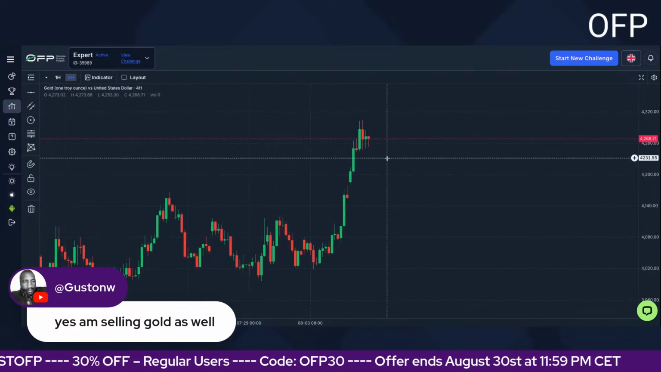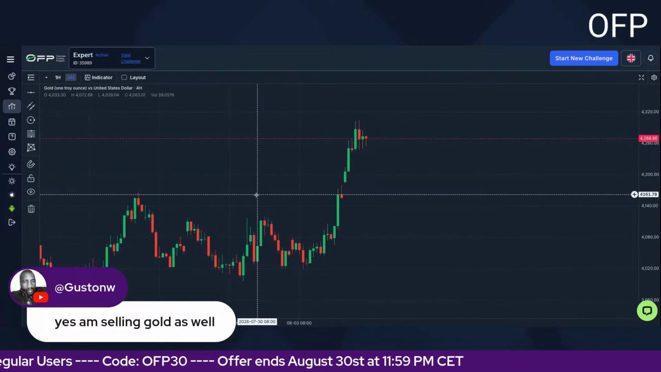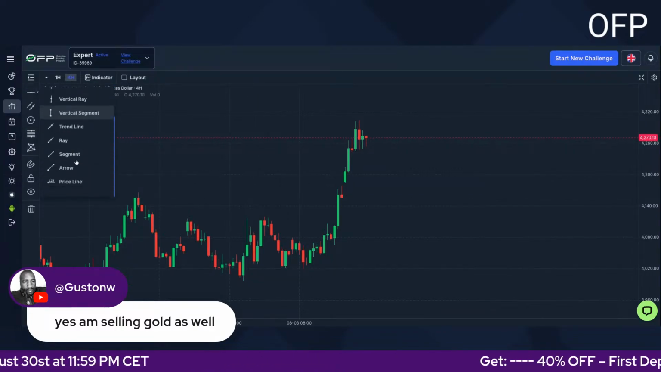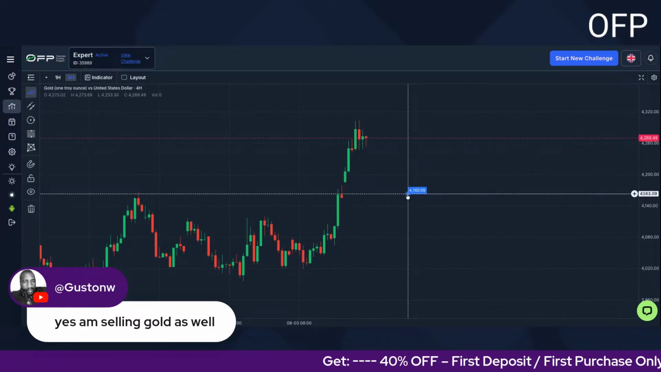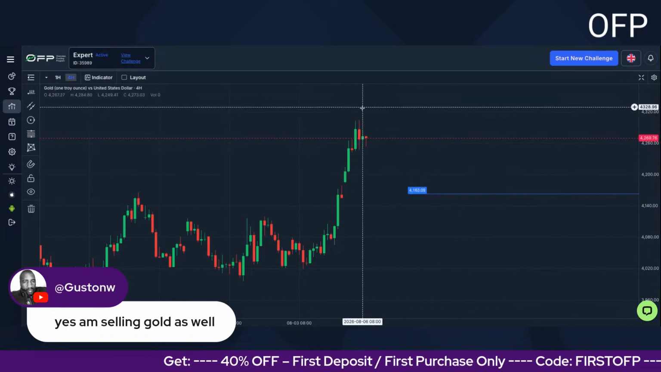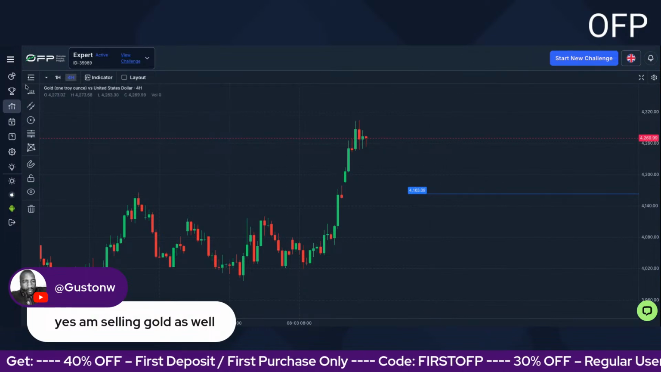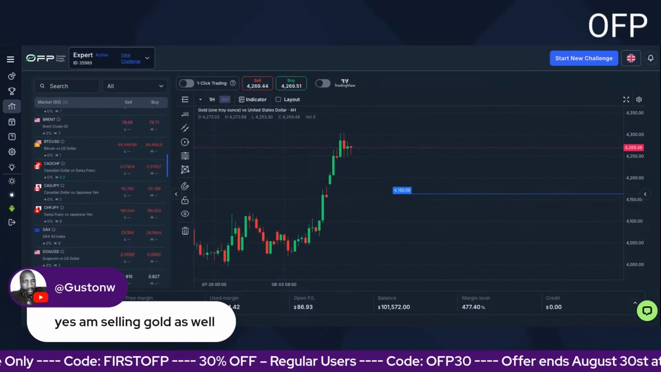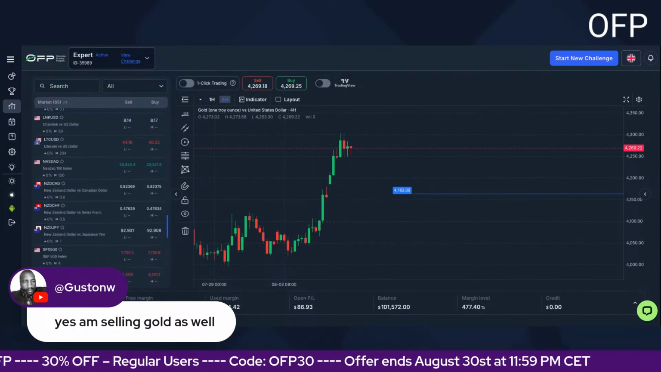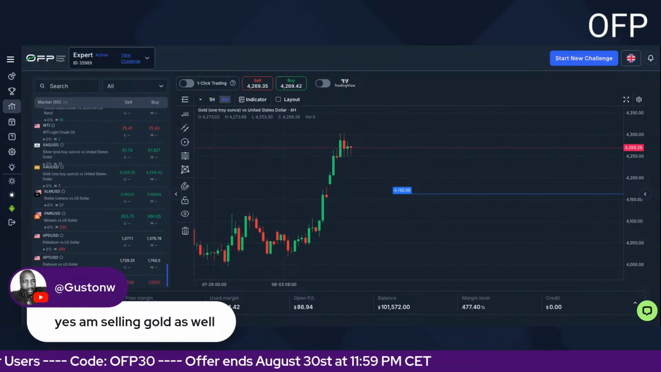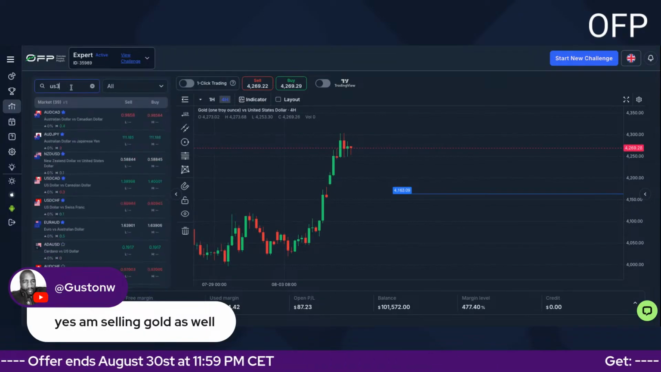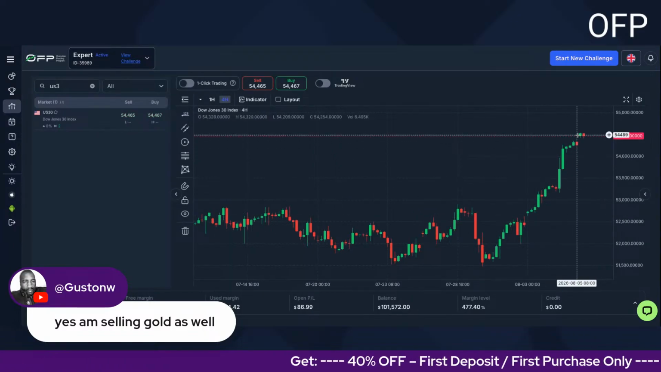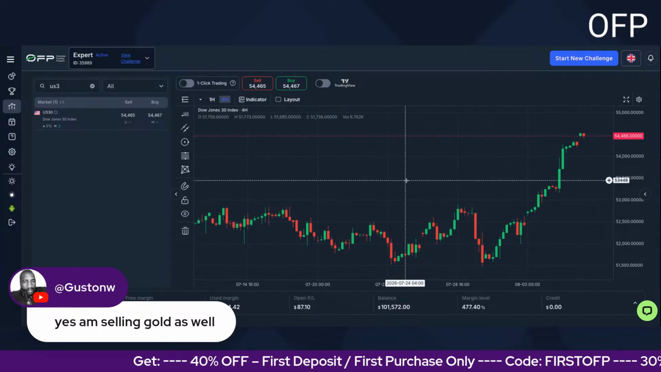So gold, still waiting for it to come to 160. So that is the price we are looking for. We're just going to put a price line just here. So this is the price we're waiting for gold to come down to, then probably go all the way up. Then let's look at Gaston's favorite pairs. That is US 30. US 30 should be working fine today, if I'm not mistaken. Yeah, it is working fine today. Great. So US 30 seems to be strong as well today.